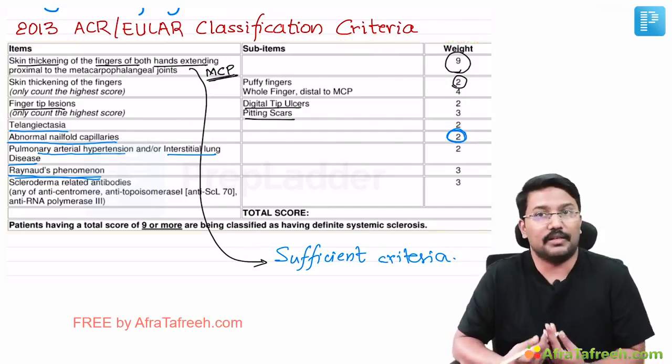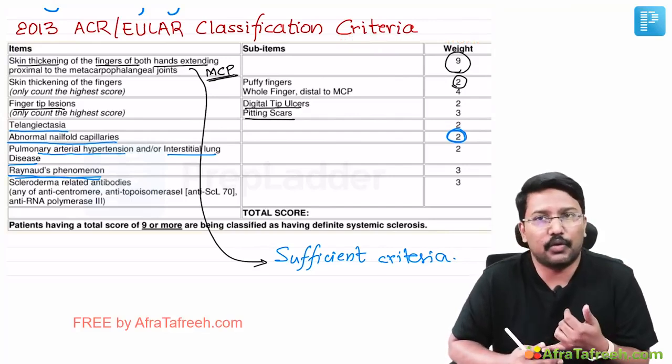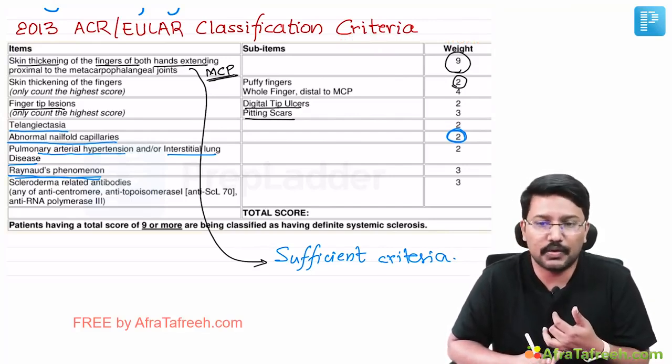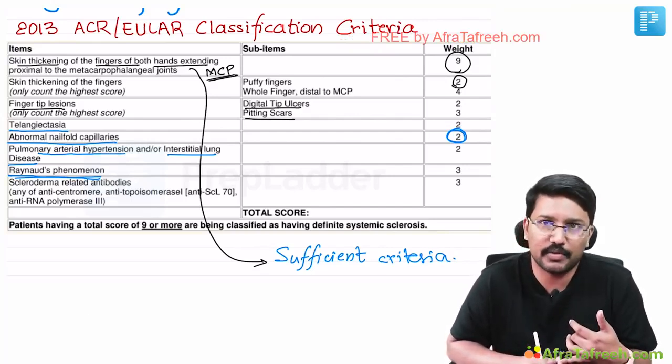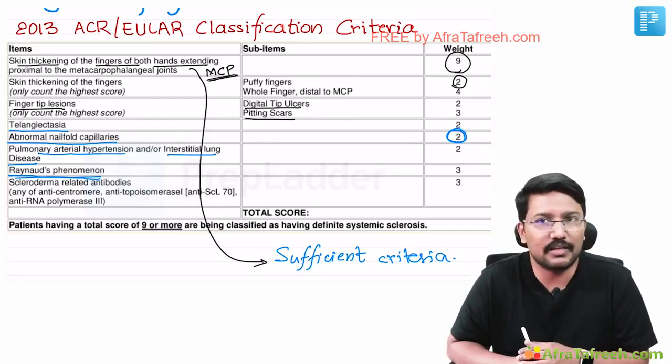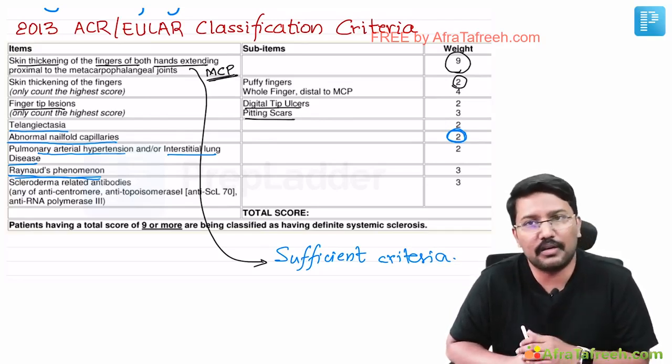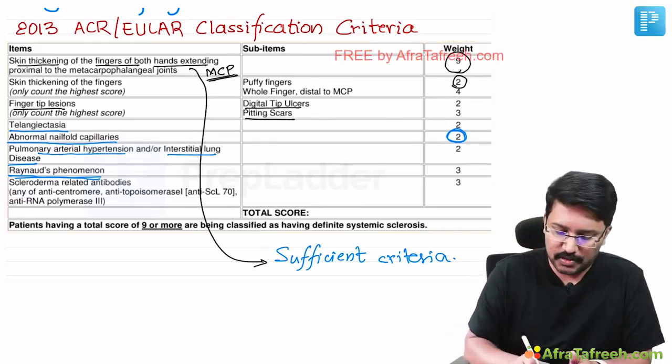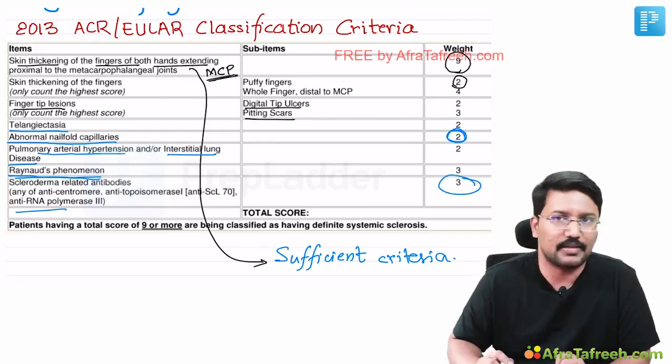Right. And then obviously the antibodies, right? The antibodies that are characteristically seen in diffuse cutaneous, anti-SCL70 and anti-RNA polymerase 3, and the ones that are characteristically seen in limited cutaneous, anti-centromere antibodies, right? So this presence also gets some score on the scoring system.